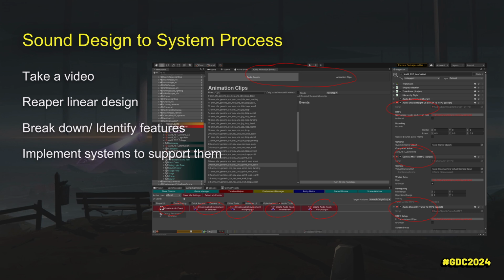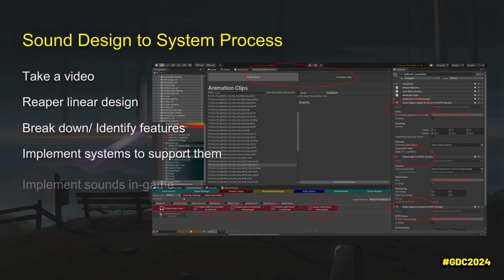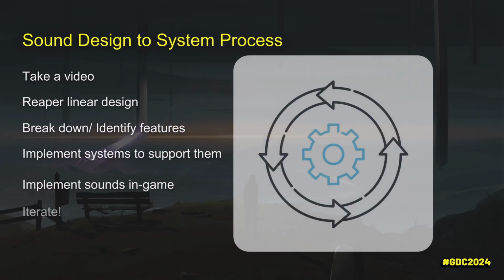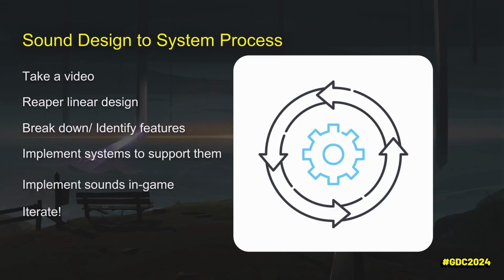Some systems we had were complete one-offs in the game, with only one instance, and some had hundreds and hundreds across the game. So it was a complete balance and really different depending on what the features were. And then we would just iterate over and over again until we ran out of time and the game had to ship.